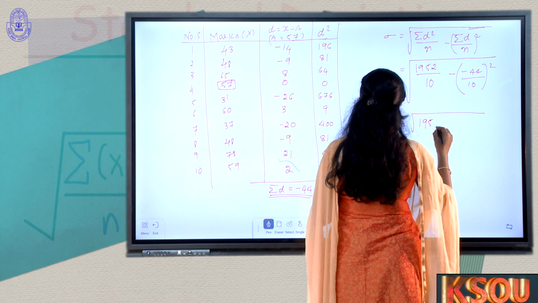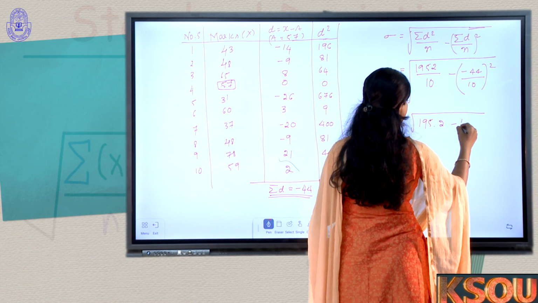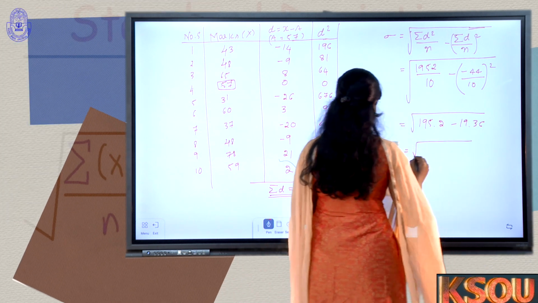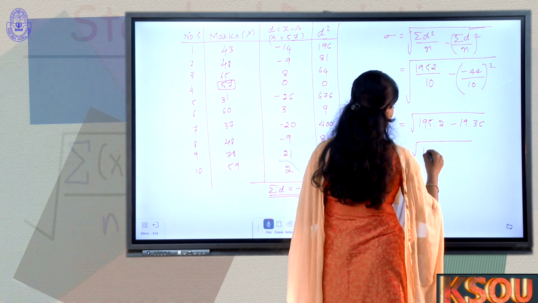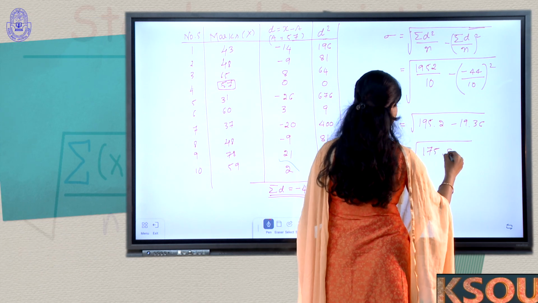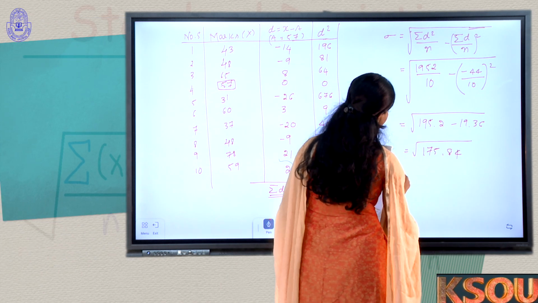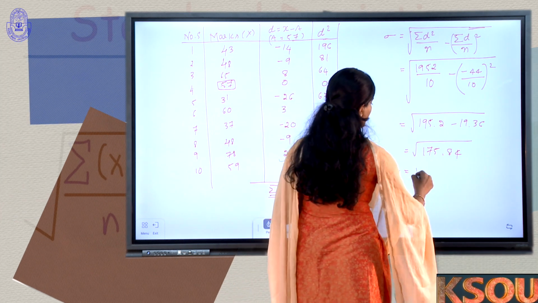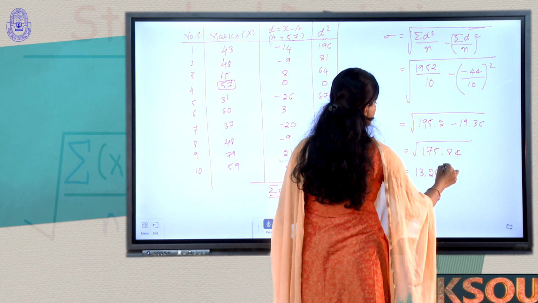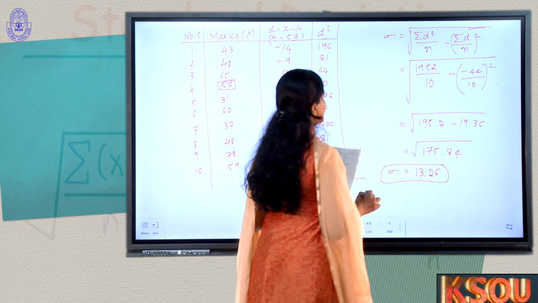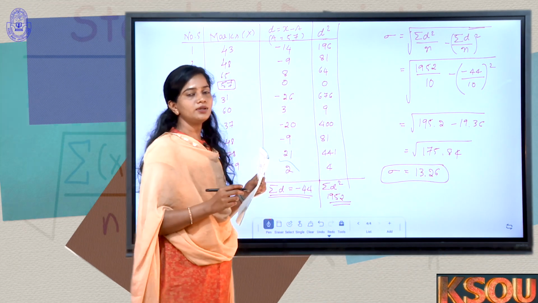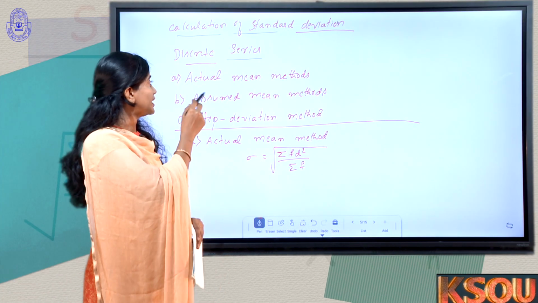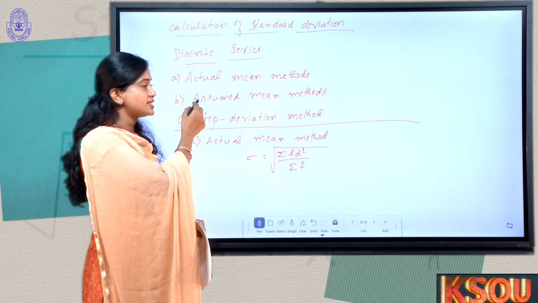You will have to get 195.2 minus 19.36, that will give you square root of 175.84. So finally you will have to get the standard deviation value, which is 13.26. So this is the standard deviation value under the assumed mean method. This is under the calculation of standard deviation with respect to the discrete series.